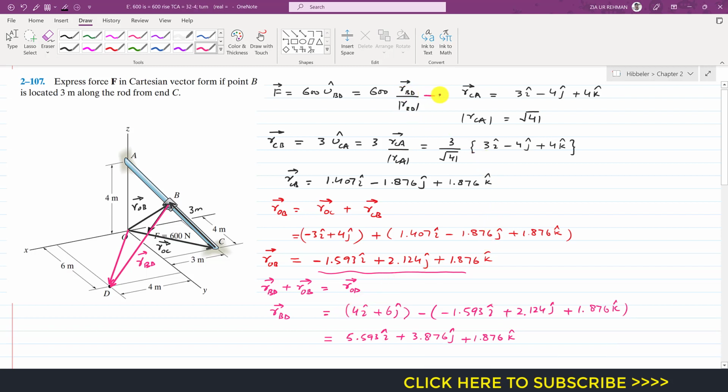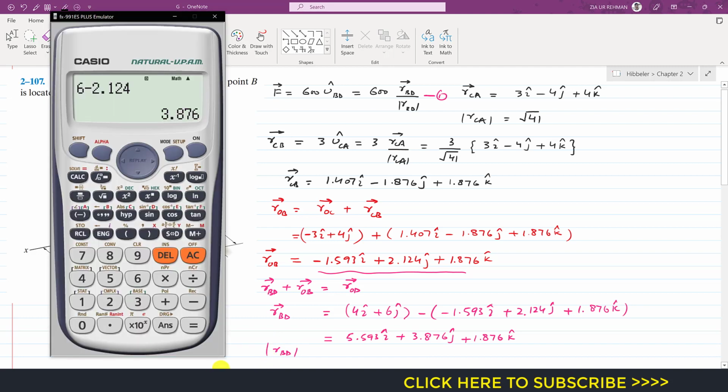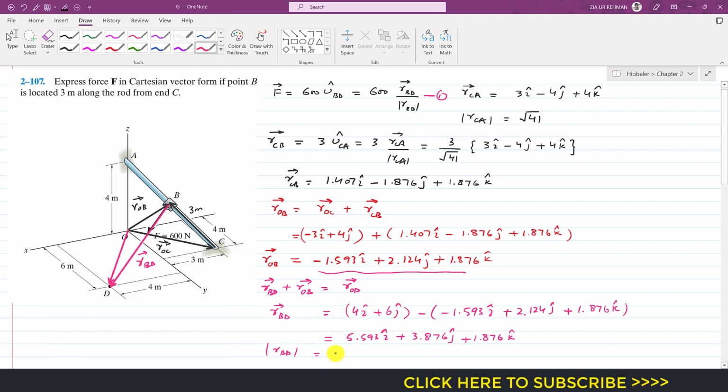Now in this equation we need to have the magnitude of this RBD, so we can find the magnitude of RBD. So I will find it using calculator directly. So we need to take the squares of each component, and then we need to take the square root, right? So this will be 5.593 square plus 3.876 square plus 1.876 square. So the magnitude is 7.059 meters.